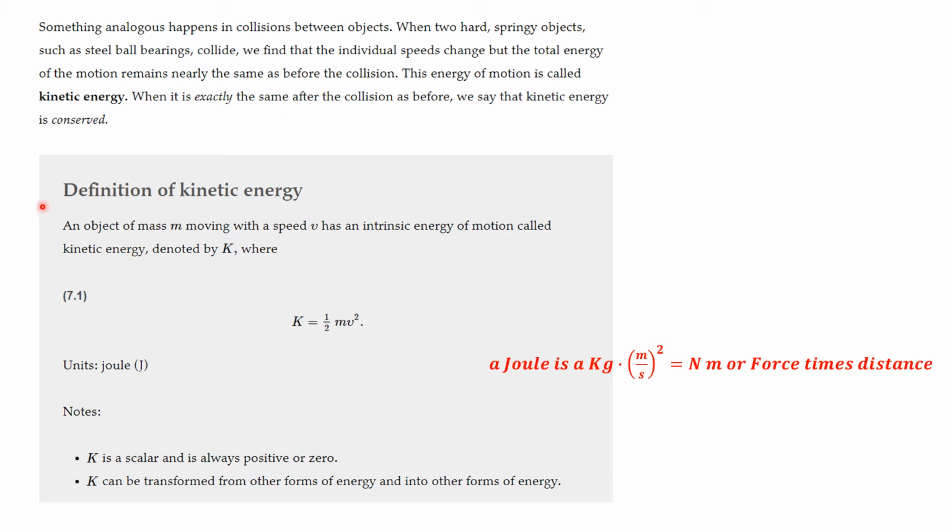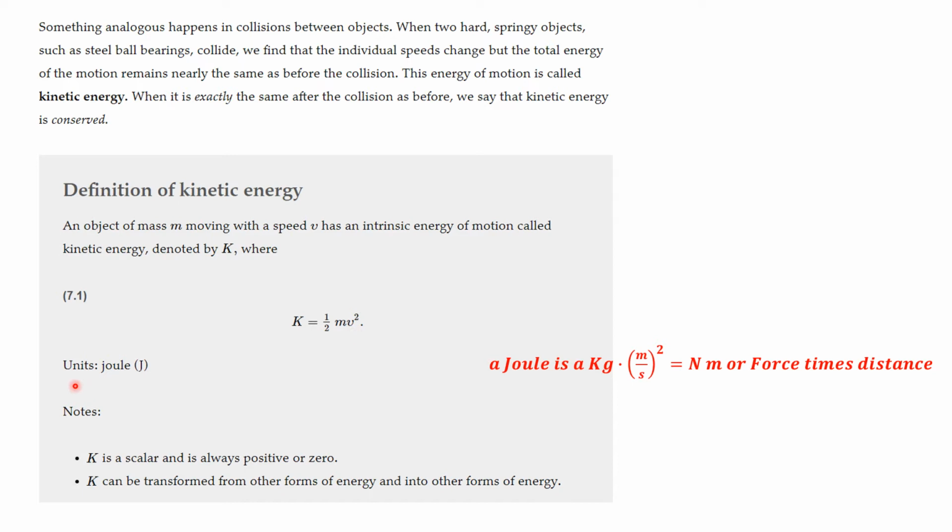And here is the definition of kinetic energy. An object of mass m moving with a speed v, and that's actually a velocity v, has an intrinsic energy of motion called kinetic energy, and kinetic energy is denoted by K, where K is equal to 1/2 mv squared. Now, kinetic energy is not a vector, so even though it has a velocity, the speed is the magnitude of this vector. So it's just 1/2 mv squared.